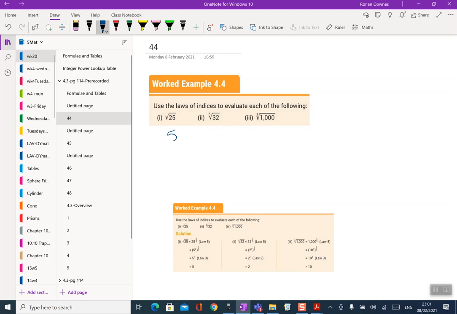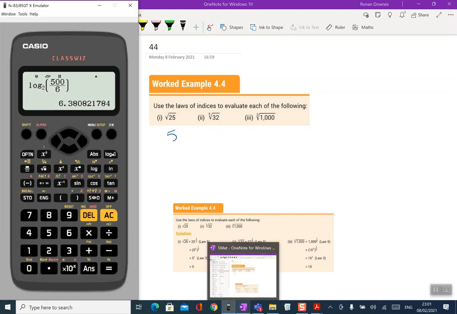What's the fifth root of 32? I'm not expecting you to know that. You could know it, but if you don't, you'll go 32 to the power of a fifth. It's 2. Another way of putting that into your calculator is 32 to the power of 1 over 5, or 32 to the power of a fifth, as in 0.2.